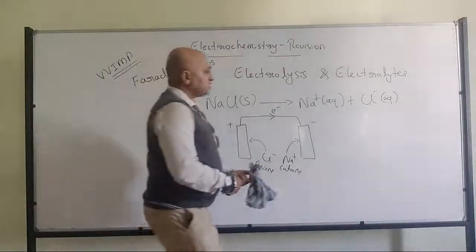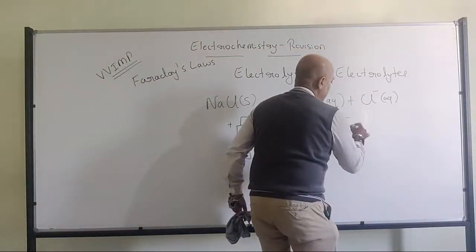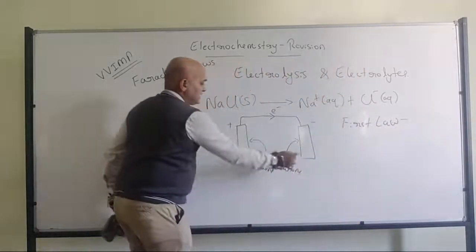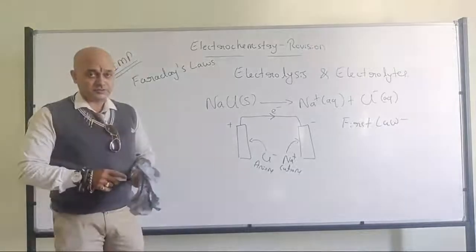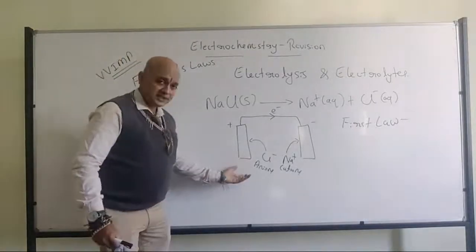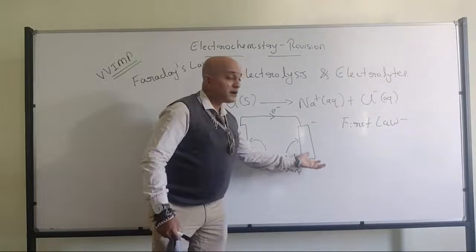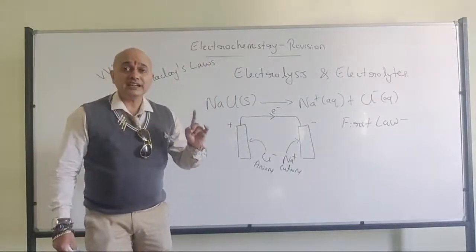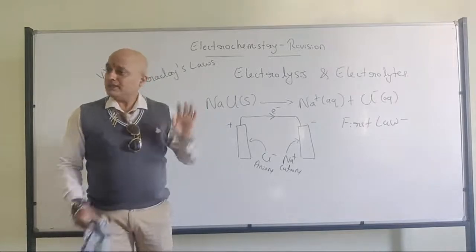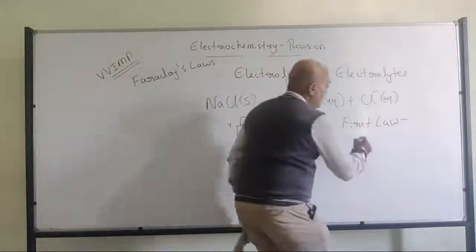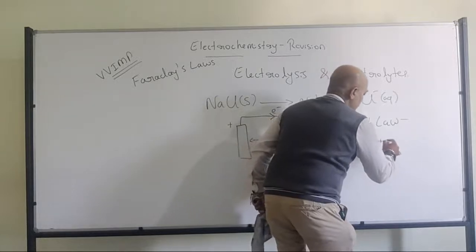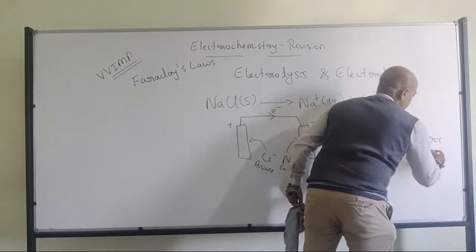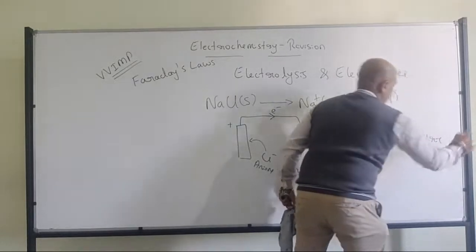Now the first law, it's very important. The first law tells that the amount of these reactions at their respective electrodes, at the anode part, what is that reaction, and at the cathode part, what is that reaction, will be decided by the amount of electric current which has been supplied. It's very simple. That's what the first law talks about.